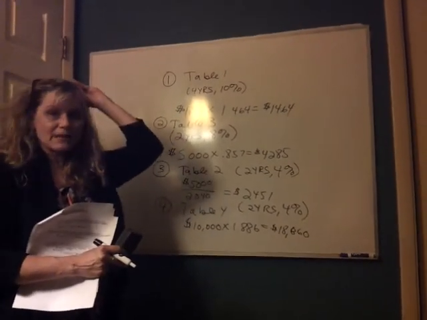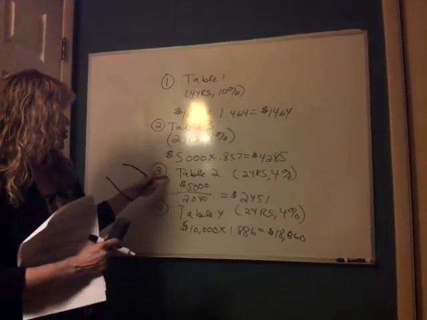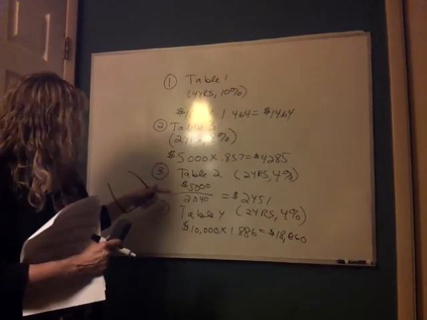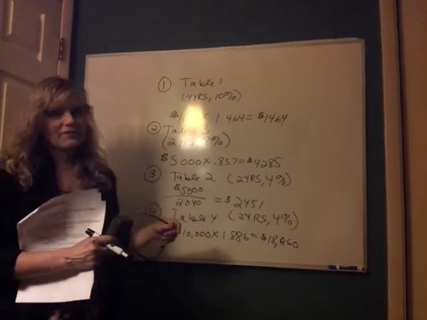You're going to do the same thing. You're going to go to the same tables when you do your homework. Table 1 for question 1, table 3 for question 2, table 2 for question 3, table 4 for question 4. Remember, for question 3, you divide it.